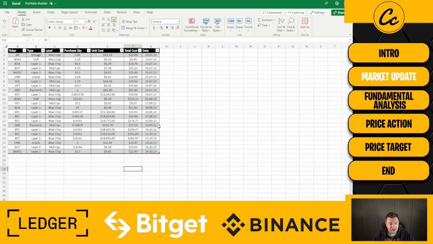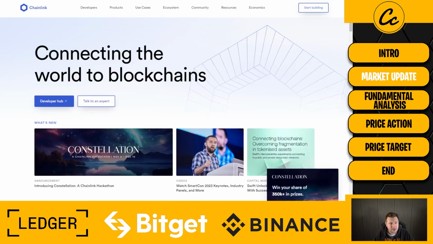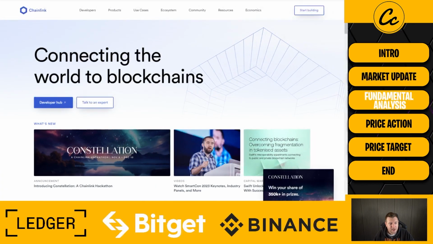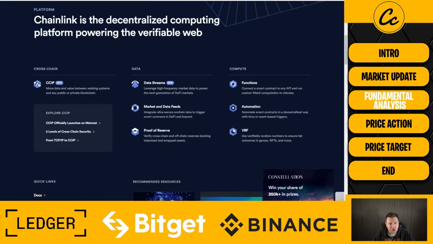So today I have made a purchase of Chainlink, which is an oracle. This is Chainlink right here. For me, this is the leader in oracles. Connecting the world of blockchains is their strapline here. Again, this is a project that a lot of people have been sleeping on, and actually I've been buying this at a really good price, and I'll come on to that in a moment.